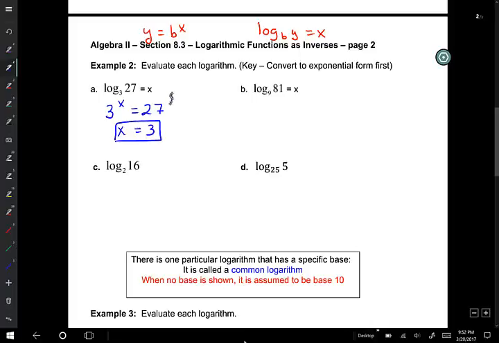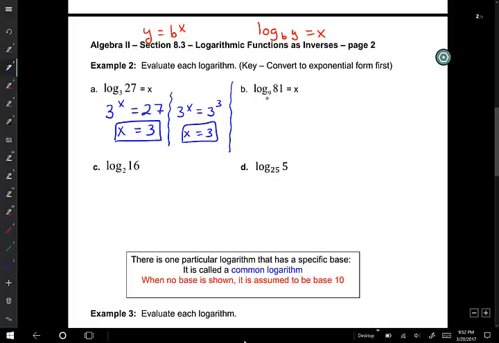Another way to approach it would be to write both sides with the same base. 3 to a power equals 3 cubed. So therefore the exponent must be equal if the base is equal. Let's look at our next one.